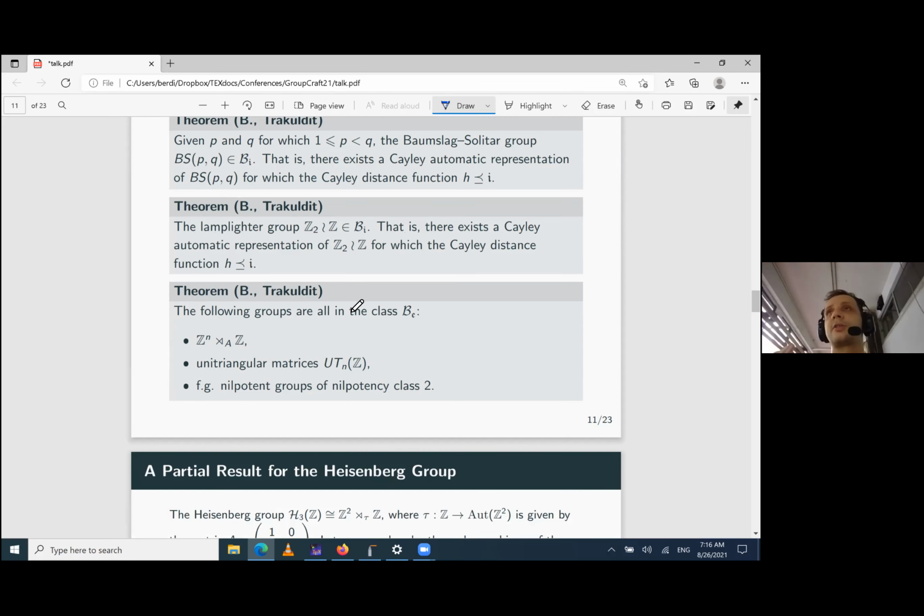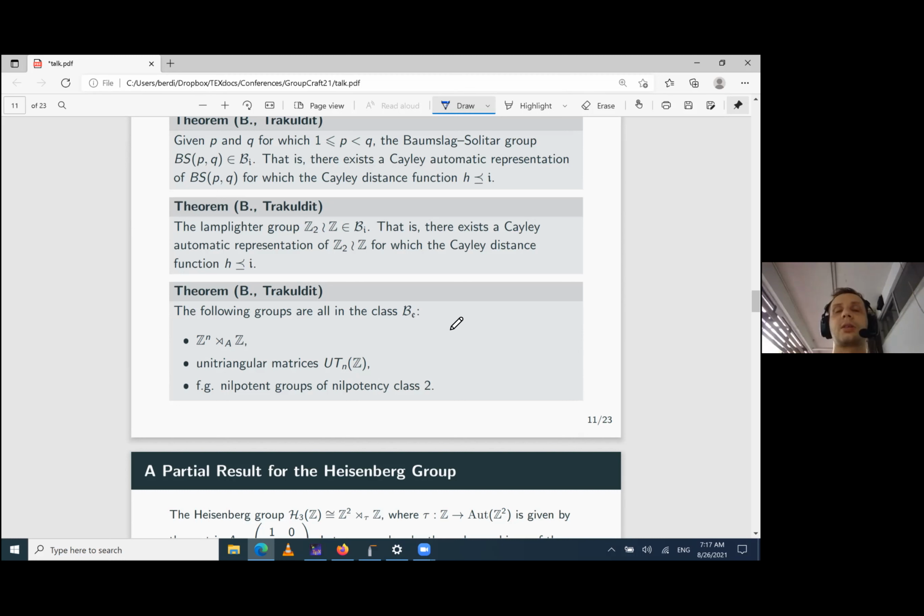But for other classes of groups, it's not like that. So these things you can get quite easily. You can prove, for example, that for all nilpotent groups of nilpotency class 2, for UT_n(Z), for these semi-direct products, the upper bound is exponential. So you can construct Cayley automatic representations for this group for which this Cayley distance function is bounded by an exponential function.